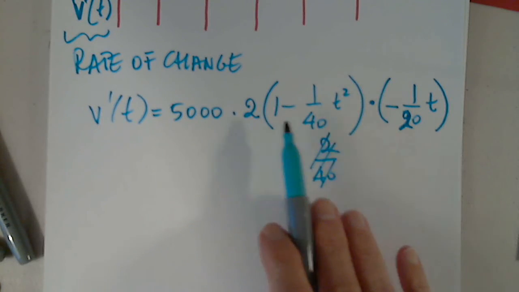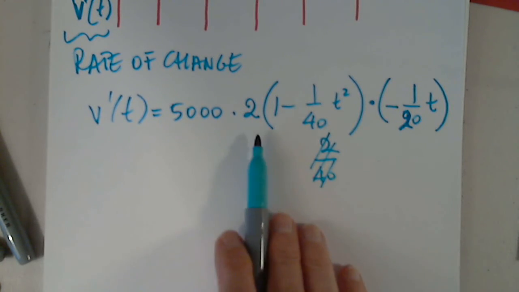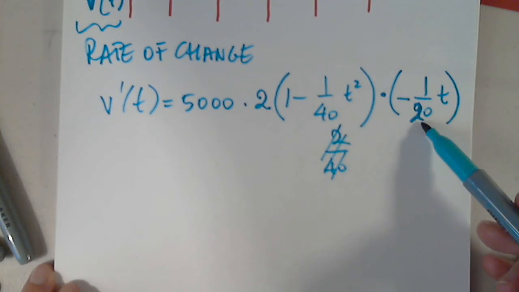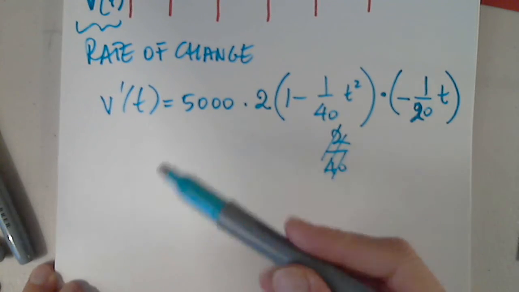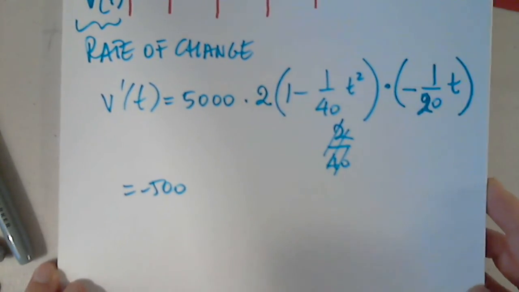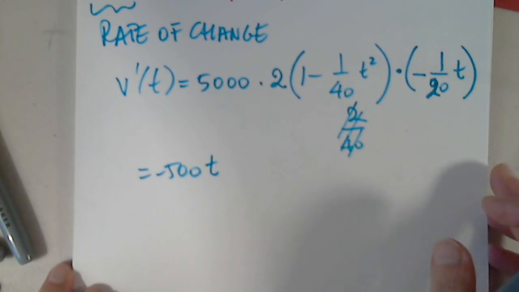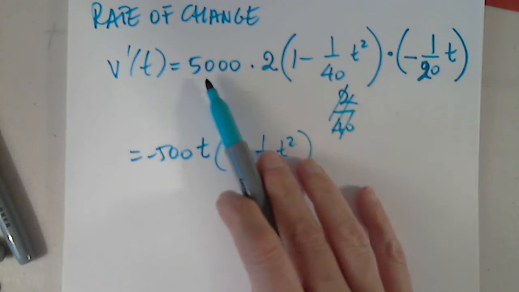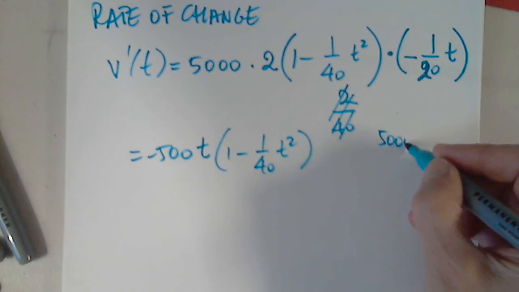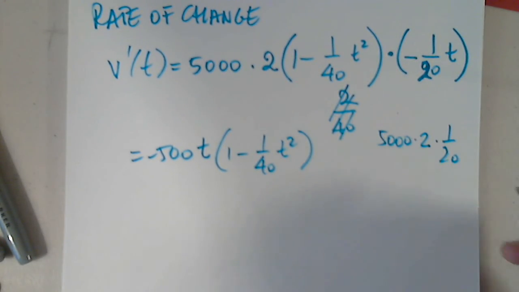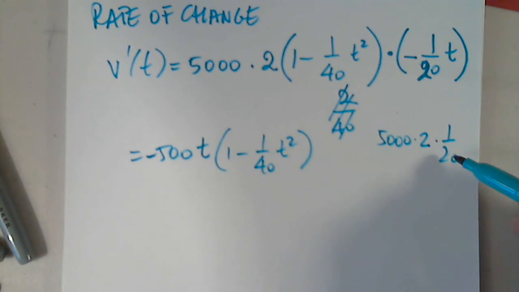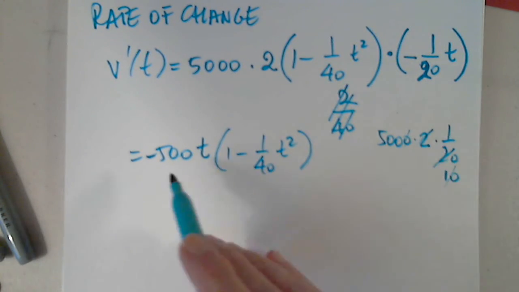So, yes, I could simplify, put this in front, because I can rearrange the factors the way I want. And I will simplify, and I will have negative 10, and then I have negative 500 t, and in parentheses 1 minus 1 over 40 t squared. So I had 5,000, let me show it on the side, times 2 times 1 over 20. This sign is negative because this is negative, and there is a t in front. So I simplified by 2, and I got 10. And then when I simplified again by 10, I got 500.